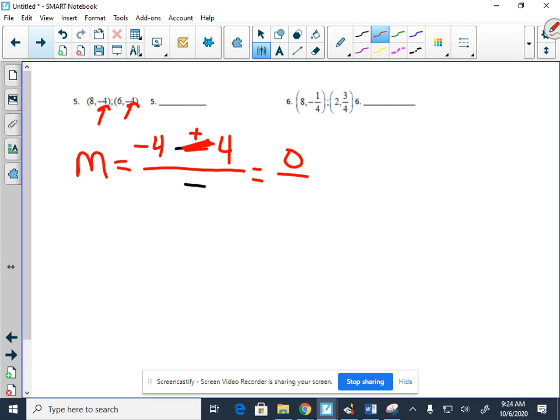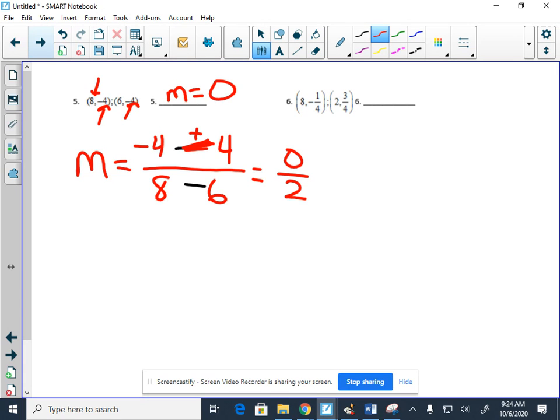0 on the top. In the bottom, I'm going to go 8, subtract 6, and get 2, but the slope is 0. You can divide 0. I have 0 things divided by 2 people. Everybody gets nothing. When zero's in the top, it's 0. When zero's in the bottom, it's undefined.